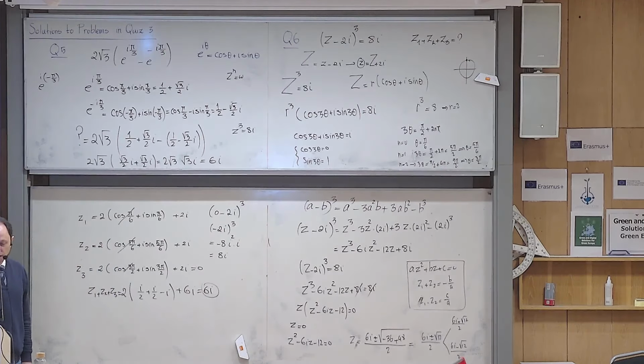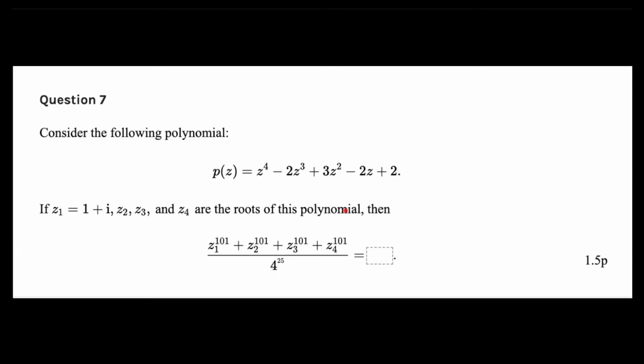Okay, so maybe the next question, and then we are done. So consider the following polynomial here, and then I have given you 4 roots, z1, z2, z3, z4, but I have specifically mentioned one of them. And then we are supposed to calculate this expression. Seems horrible, but that's not that hard.